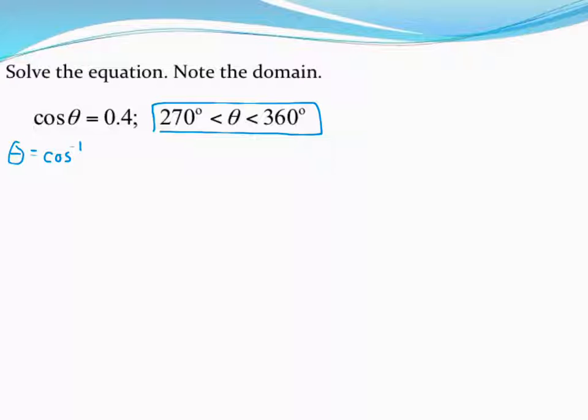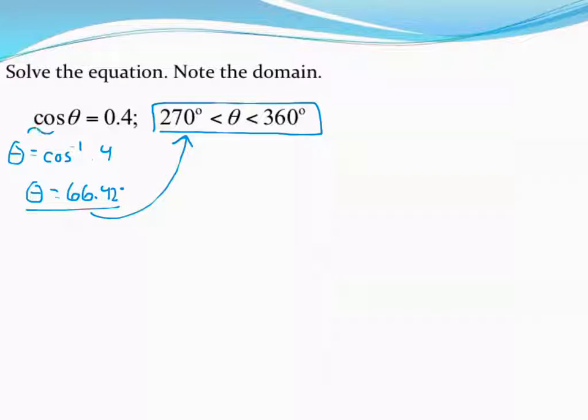I'll be in degree mode because they want degrees. I can see that over here. So the inverse cosine of 0.4, and using a calculator, I find out that theta is going to be about 66.42 degrees if I round that off, which is all well and good. However, if I take a look at how they wanted the answer to appear, they wanted the answer to be between 270 and 360 degrees. So the angle does not satisfy that requirement of the problem.